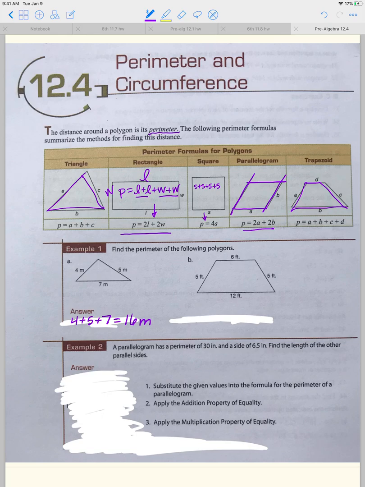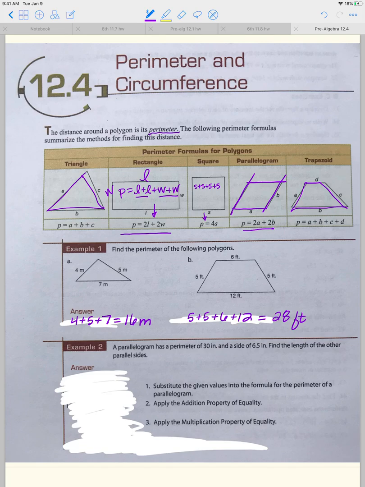Then we have a trapezoid, okay? We're just going to add up the sides. 5 plus 5 plus 6 plus 12, so that's 10 plus 6 is 16 plus 12 is 28 feet, okay, 28 feet. Example number 2, a parallelogram has a perimeter of 30 and a side of 6.5. Find the length of the other parallel sides.